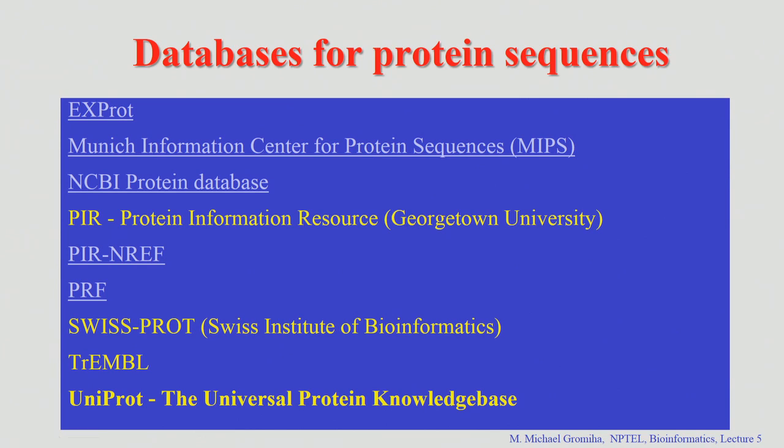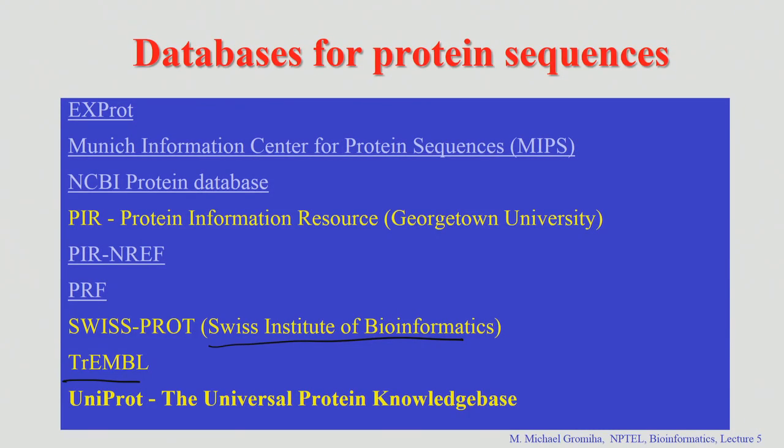There are various databases which contain information regarding protein sequences, like the Munich Information Center for Protein Sequences, the NCBI protein database, and PIR, the Protein Information Resource developed by Margaret Dayhoff from Georgetown University. In the meantime, the PIR of the Protein Research Foundation, from Osaka University, also developed to collect data. Then SwissProt is a unique resource for protein sequences, created and maintained by the Swiss Institute of Bioinformatics. They have two types of information: manually curated sequences, and sequences translated from DNA sequences, called TrEMBL.